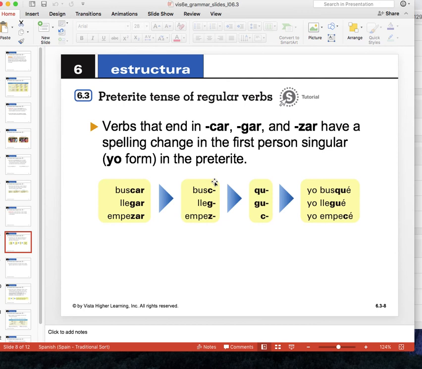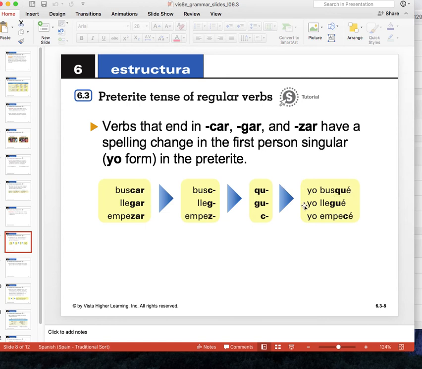Alright, so there's also a few spelling changes that we have to look out for. So verbs that end in car, gar, and zar all have spelling changes in the first person singular, so the yo form only. So this is only applicable to the yo form. So for instance, buscar, which is a car verb, turns into busqué. So the C turns into a QU. But you notice there's still the accent over the E. So buscar gives yo busqué.